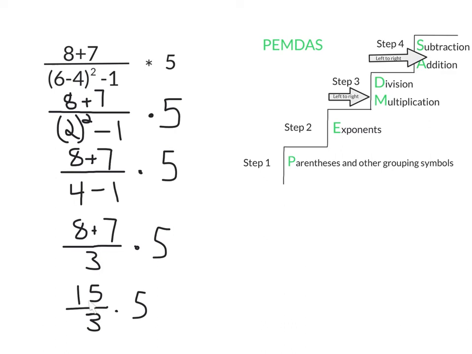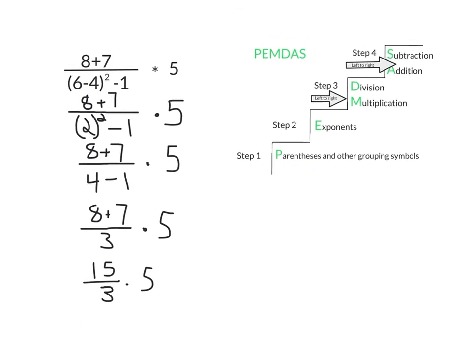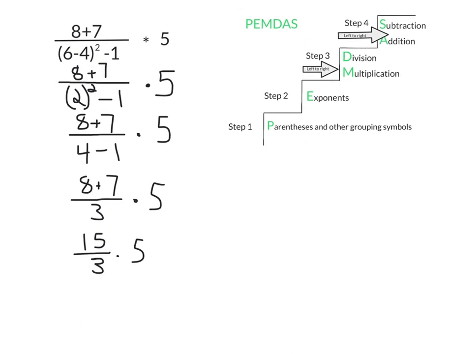So now all left is the division and multiplication. So those are in the same step. So you go from left to right. The division is going to come first on this one, and then the multiplication, because the division is further towards the left. So I got 15 divided by 3. And then last but not least, I got 5 times 5, which is 25.